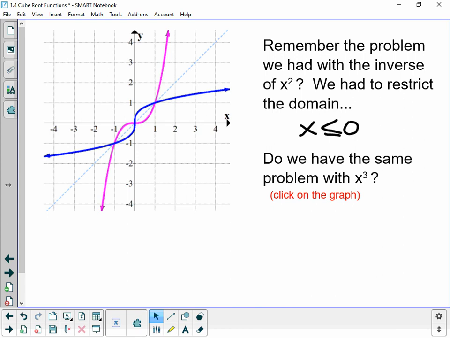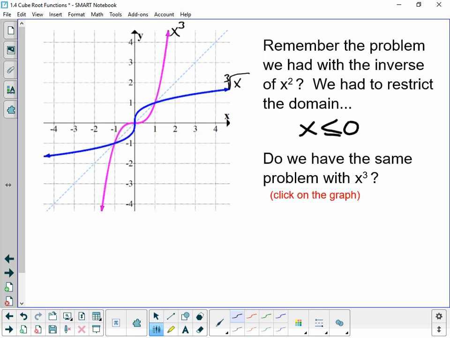Looks like this. The pink one is showing x to the third power, and the blue one is showing the cube root of x. Let's see, I'll write that in there. This is x to the third. This is the third root of x.